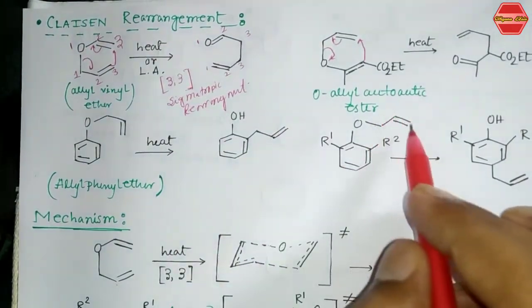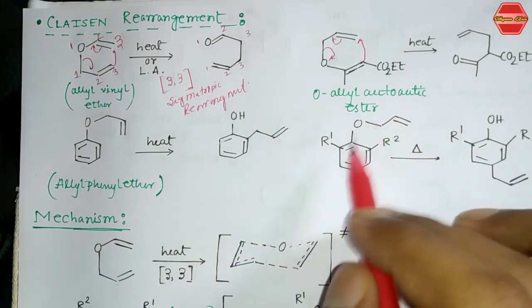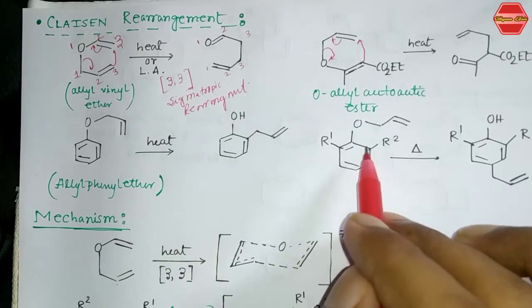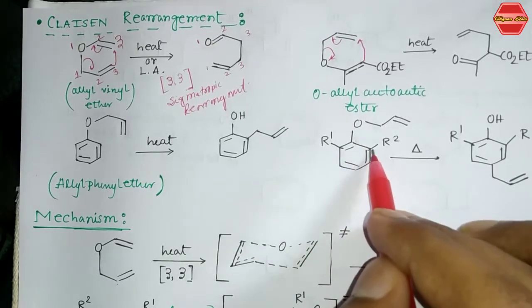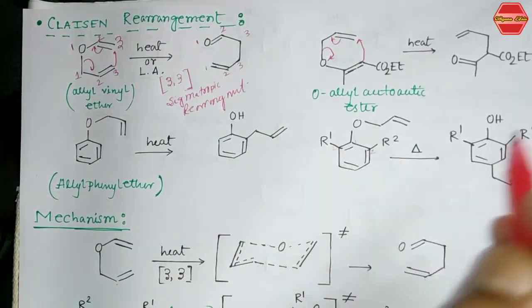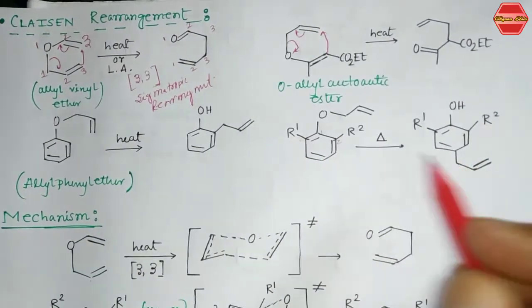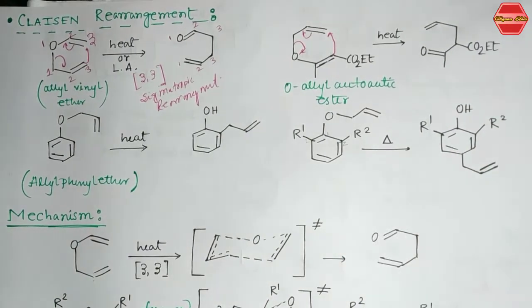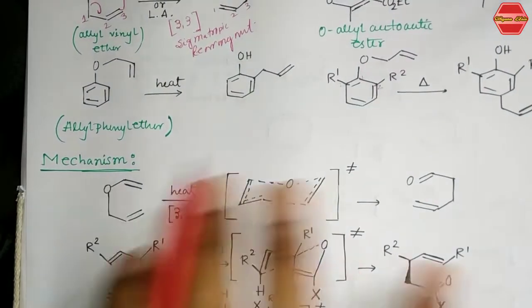And this is another kind of substrate, also an allyl phenyl ether, but here there is a substitution in this position. This is your 1, so this is 2, and this is your 2. So there is a substitution in this 2 position, and that is why the product changes to the para product. How this happens, I will show you later. Let's first see the mechanism.